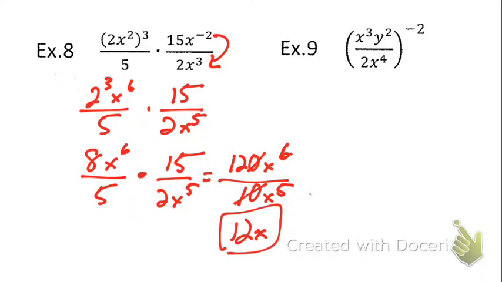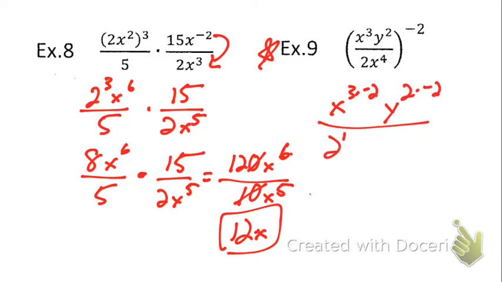Now, number 9, tough problem here. We're taking it to the negative second power. We're taking everything to the negative second power. So you can do this a couple different ways. One, I'm just going to go ahead and take all these exponents and take them all to the negative second power. So since it's a power of a power, this will be x to the 3 times negative 2, y to the 2 times negative 2, 2 to the 1, since there's a 1 there, times negative 2, and then x to the 4 times negative 2.